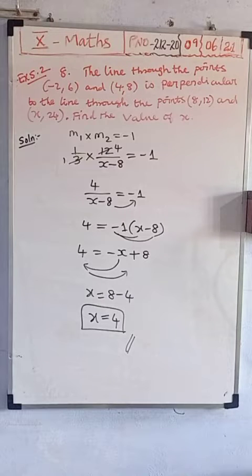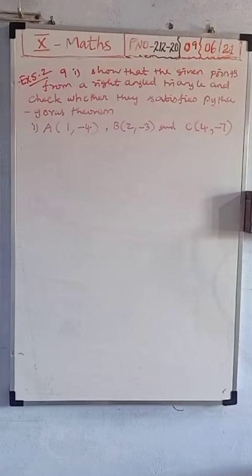Okay, that's all. Next, the ninth question: show that the given points form a right angle triangle and check whether they satisfy the Pythagoras theorem or not. Both are there in that single question. First, we want to check whether the given points form a right angle triangle or not. At the same time, check whether they satisfy the Pythagoras theorem or not.